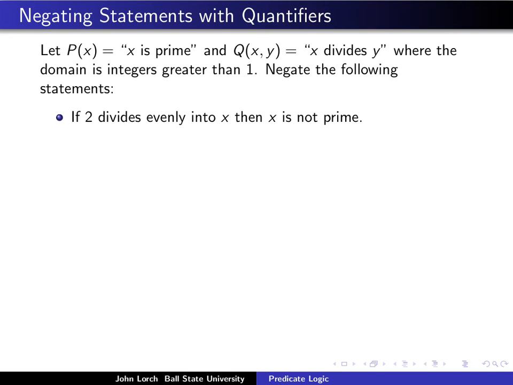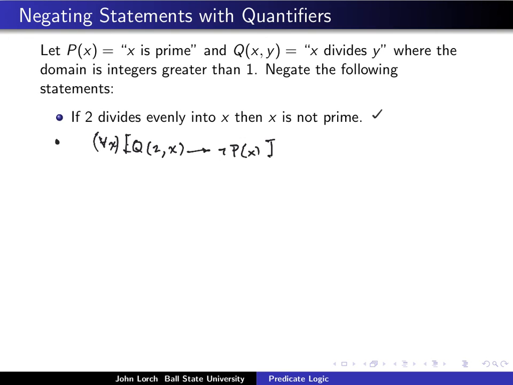Okay, let's do one more example here where we negate a quantifier statement. We're going to use the same predicates that we've been using over the last couple of slides. And our statement says, if 2 divides evenly into x, then x is not prime. So our first goal is to take that statement and translate it to symbols. So if 2 divides evenly into x, then x is not prime. Now to make this a statement, we need to include a quantifier. And the quantifier that is implied but not actually stated in the English version is the universal quantifier, for all x in the domain.